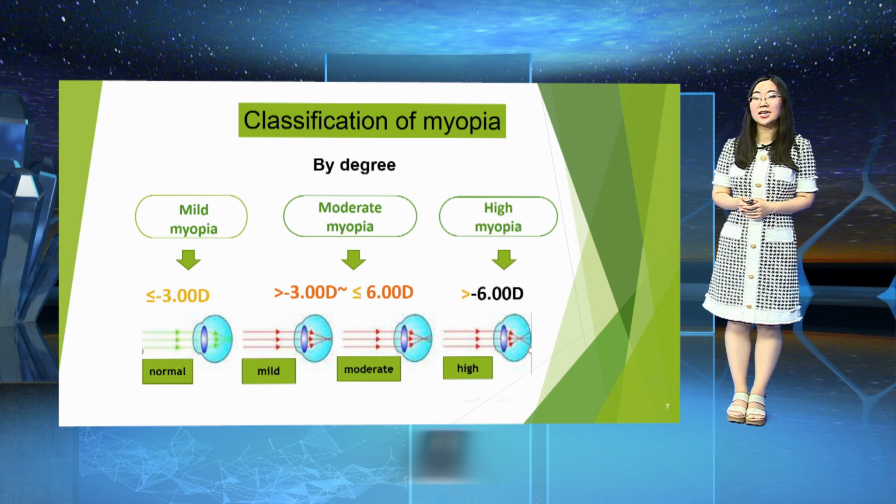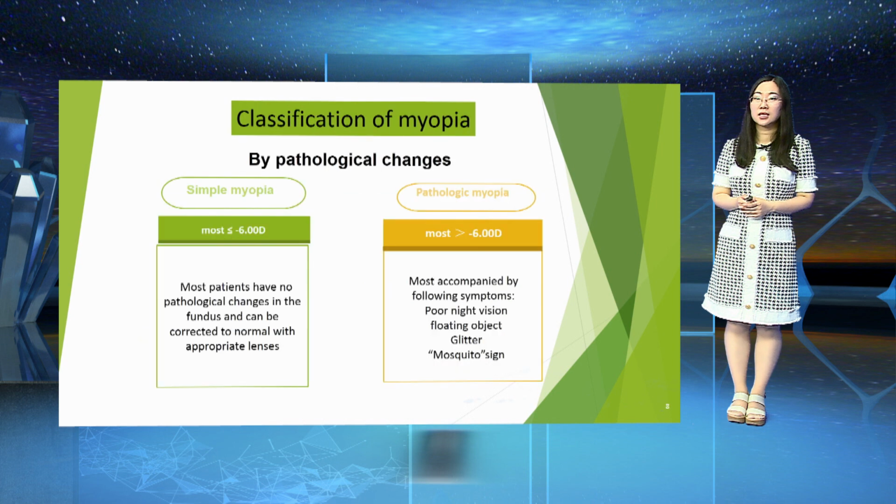By degree, it is divided into mild myopia, moderate myopia, and high myopia. Mild myopia is less than -3. High myopia is more than -6. And moderate myopia is -3 to -6.